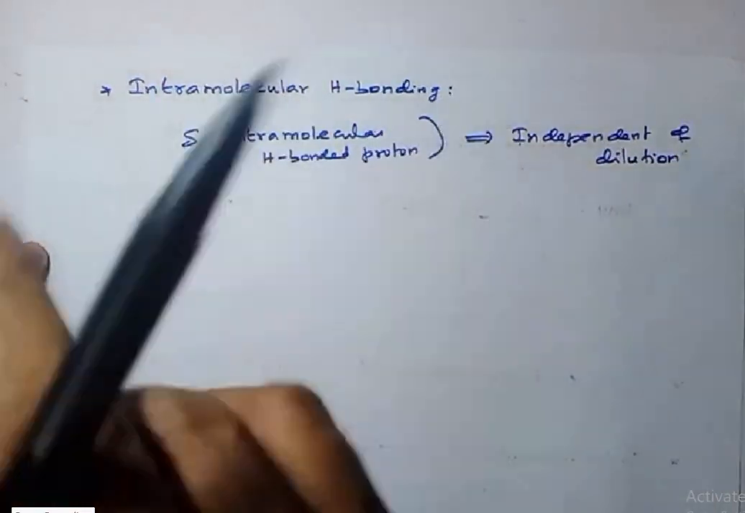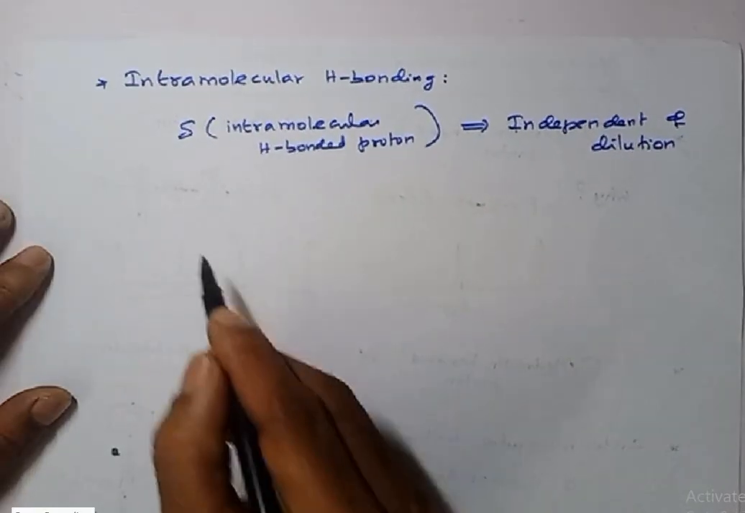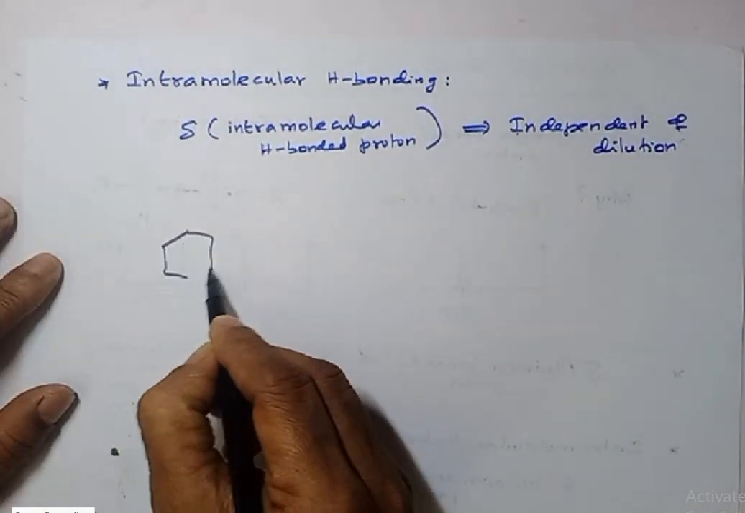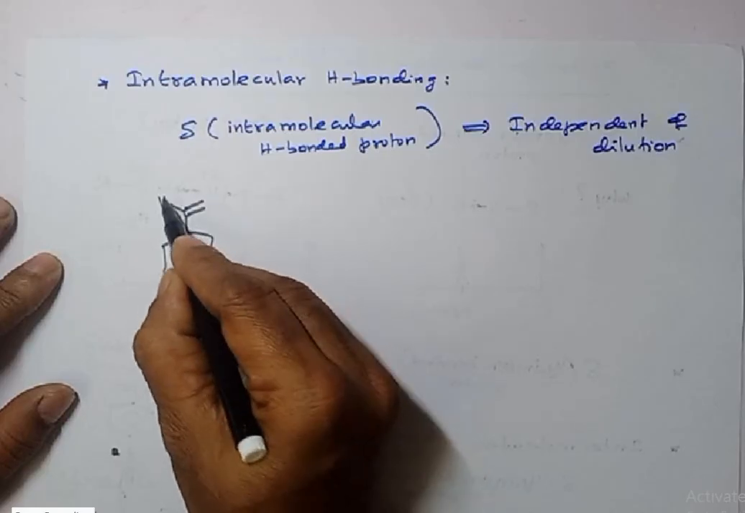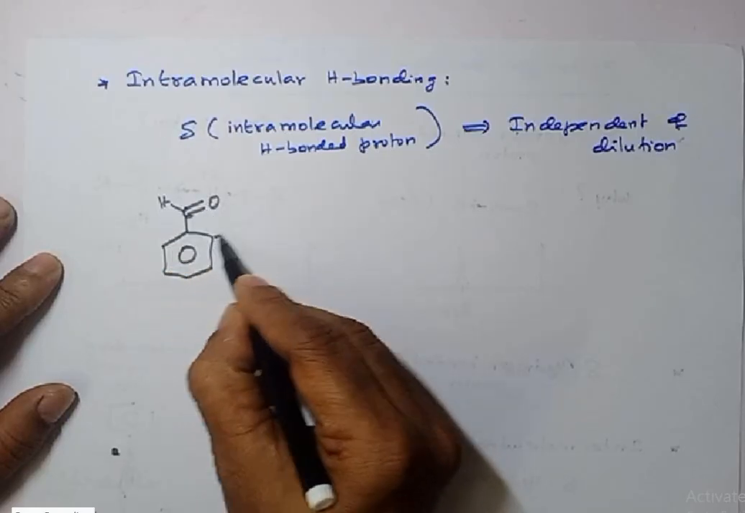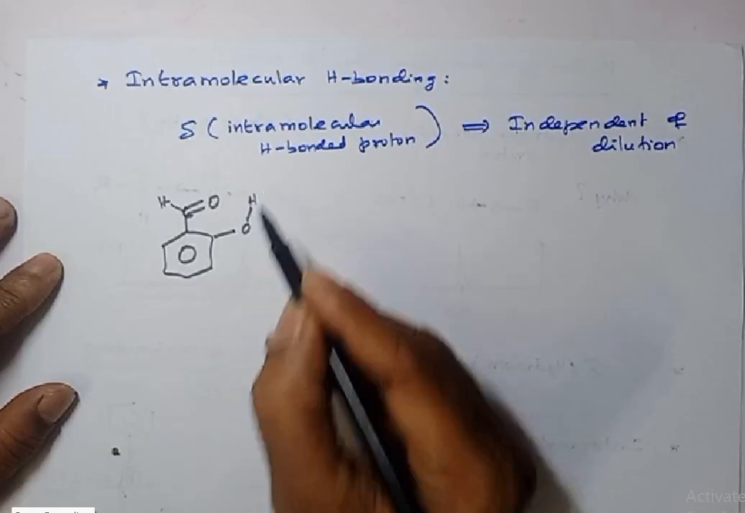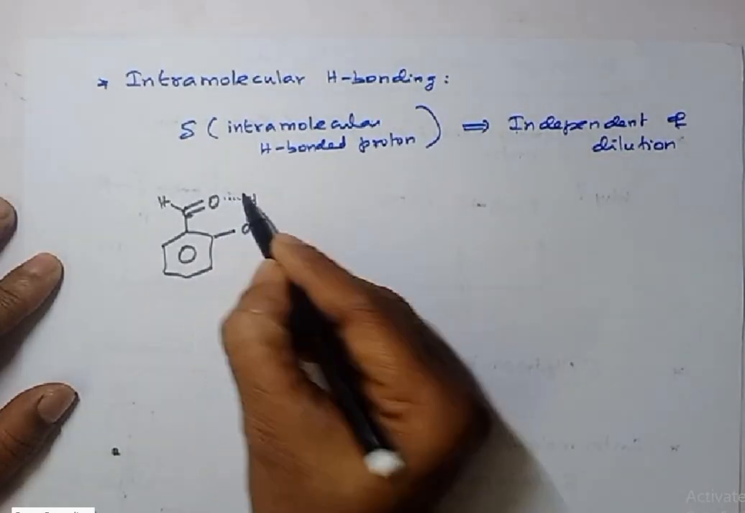Right? Now, what happens in the case of intramolecular hydrogen bonding? Suppose I take ortho-hydroxy benzaldehyde. We'll take benzaldehyde and in the ortho portion we have hydroxy. Now between this oxygen and hydrogen there is a hydrogen bonding.